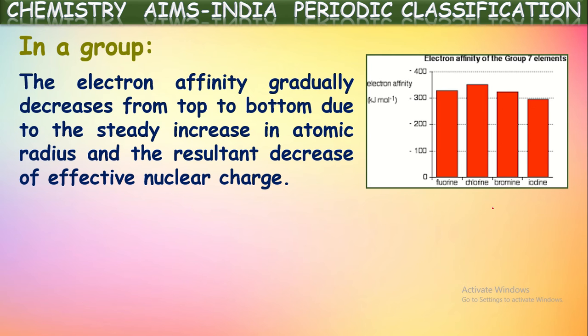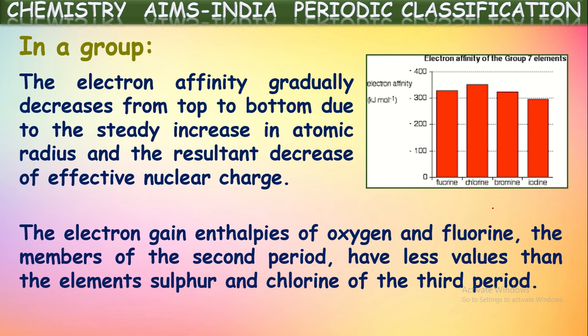But there are some exceptions in the p block elements. For example, if you see halogens, the electron gain enthalpy of fluorine is less than that of the second element, chlorine. That means actually we are saying from top to bottom it should decrease in a group because size is increasing. But here in the case of halogens, first from fluorine to chlorine it is increasing, and from then it is decreasing. Why is the second element having a greater value than the first one?